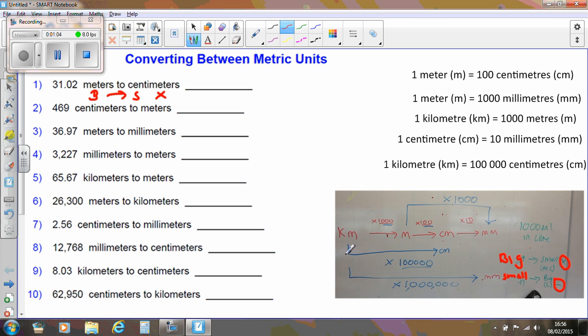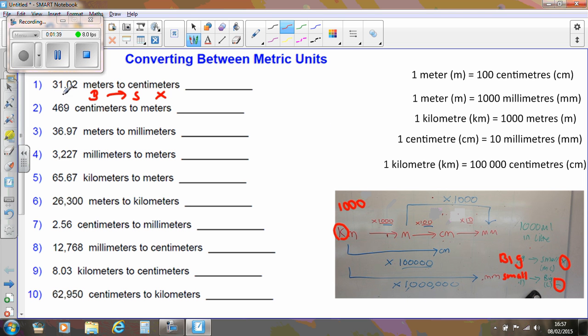Also, if you have a look on this diagram here, each of the metric measurements, starting with the smallest, which is millimetres, then centimetres, then metres, then kilometres, always goes in multiples of 10 going this way, or divisions if you're going this way. So we've got 10 millimetres in a centimetre, then 100 centimetres in a metre, and then 1,000 metres in a kilometre. So kilo is 1,000. So that'll come in useful later on.